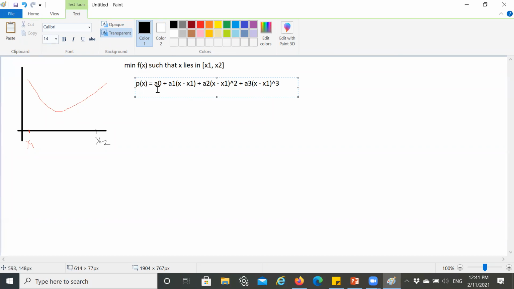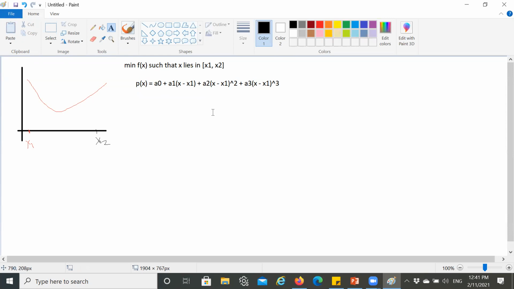Okay. Some of you may say, why didn't you write a0 plus a1x plus a2x squared plus a3x cubed? You could do that, but in order to get those equations that I have in my notes, you can also write a cubic function in this form. Okay, and how do we get this? Anyone can tell me?